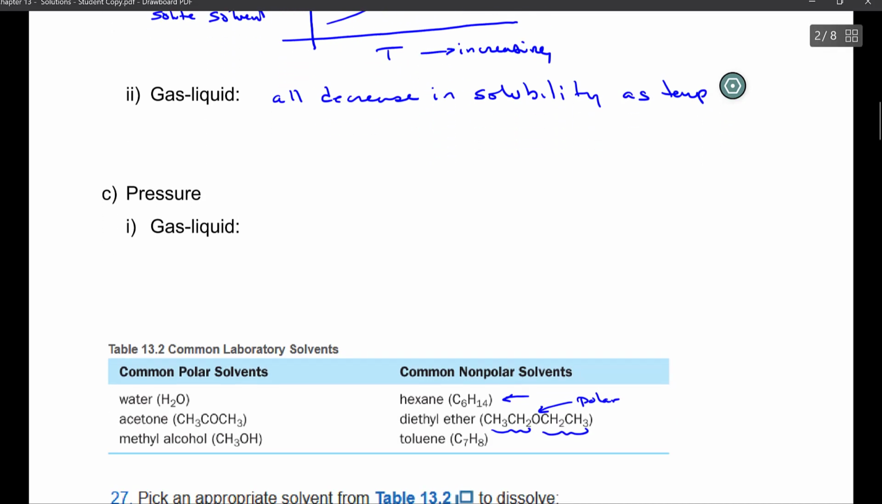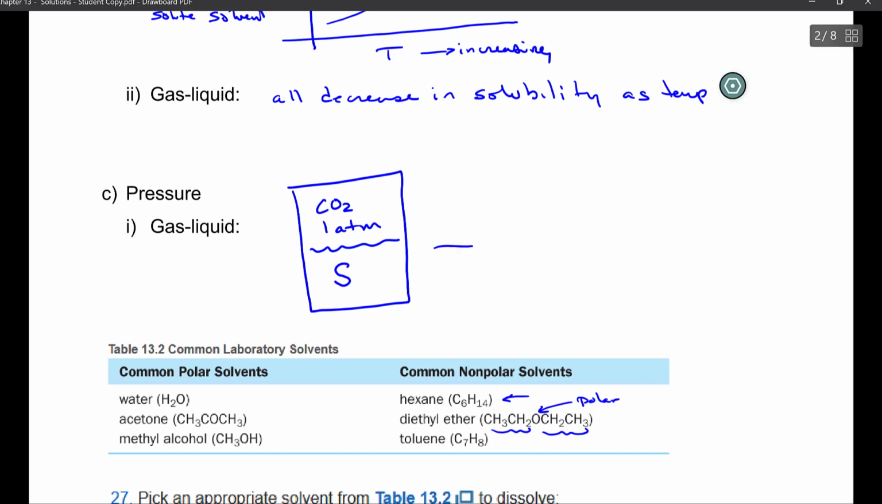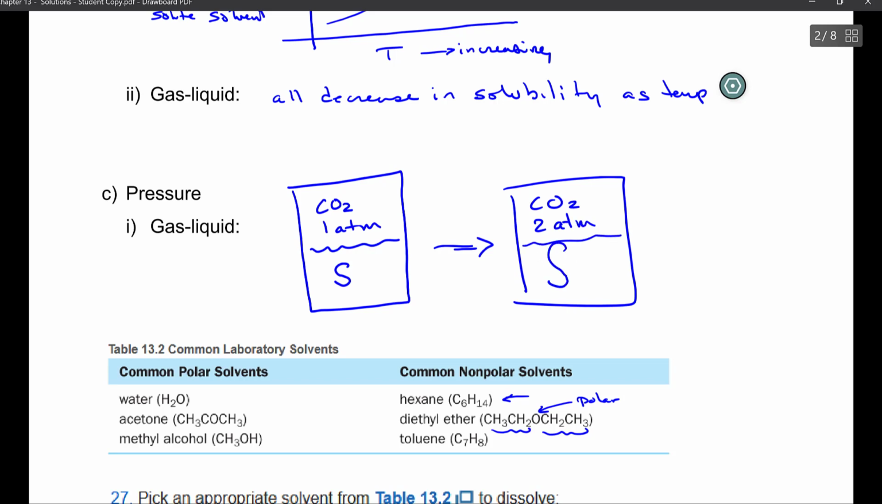Now, pressure also has an effect on gas-liquid equilibrium. As pressure increases, so let's say you have a container that looks like this, and I have a solution in here, and then I have, let's say, CO2 gas, and it's at 1 atmosphere. There's going to be a solubility in this solution, and I'll just call it S. If you change the pressure in the container, so now I have CO2 at 2 atmospheres, then the solubility doubles, so now it's twice as much.